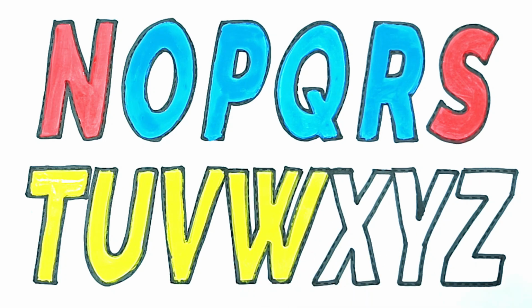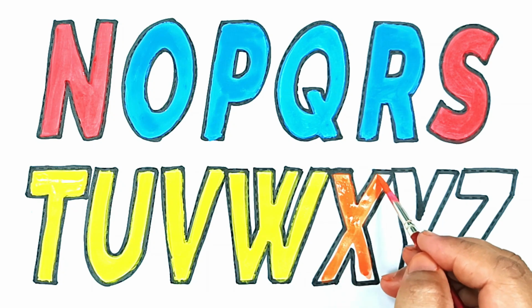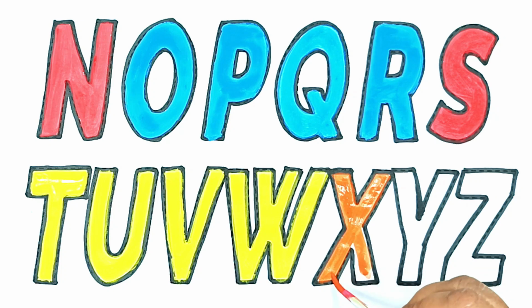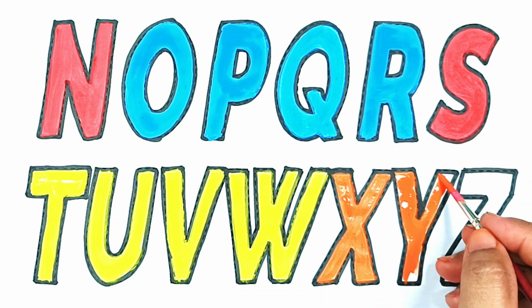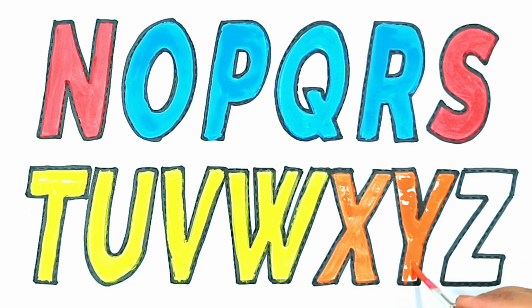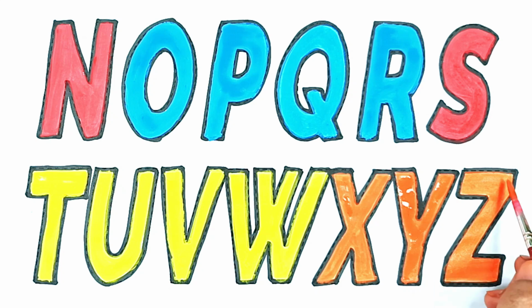W for watch. Old MacDonald had a farm, E-I-E-I-O, and on his farm he had some ducks, E-I-E-I-O, with a here and a there, everywhere. X for xylophone. Y for yacht. Old MacDonald had a farm, E-I-E-I-O. Z for zebra.